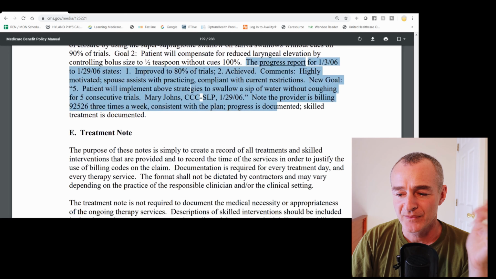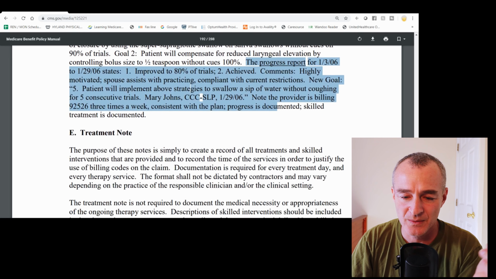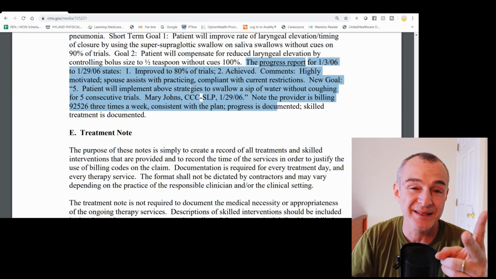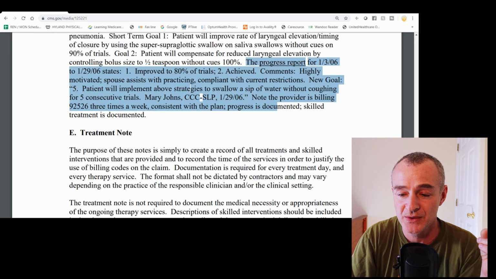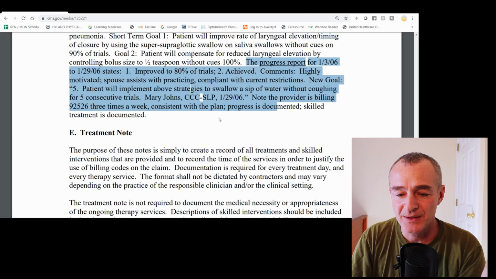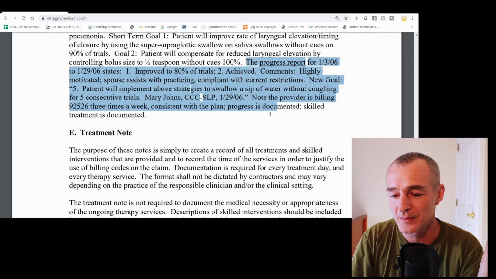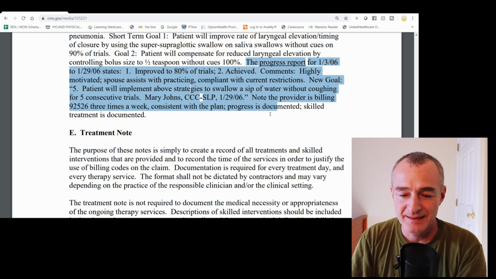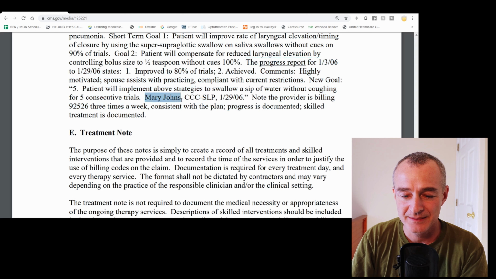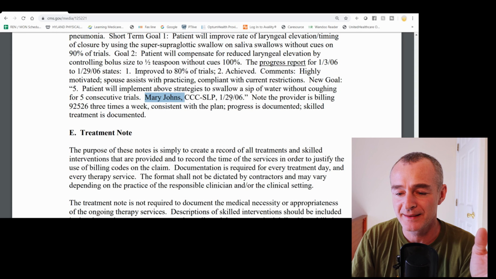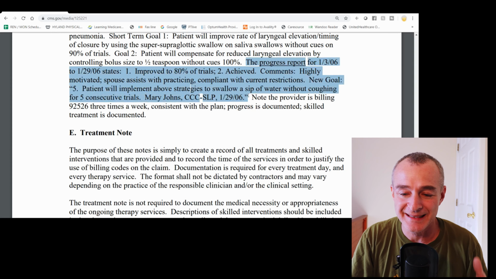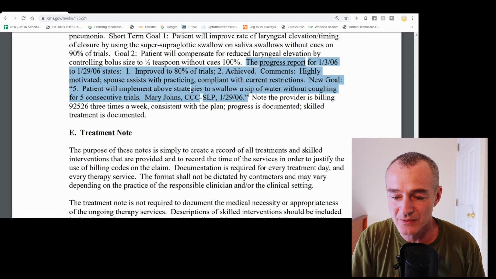The progress report for January 3rd, 2006 to the 29th. Number 1, improve to 80% of trials. Number 2, these are related to goal number 1, goal number 2, achieved. Comments, highly motivated. Spouse assists with practicing, compliant with current restrictions. This individual clinician establishes a new goal. Then they sign off on it, right? Mary Johns, SLP, the date. That's it. So this whole section right here is really the meat of the progress report.